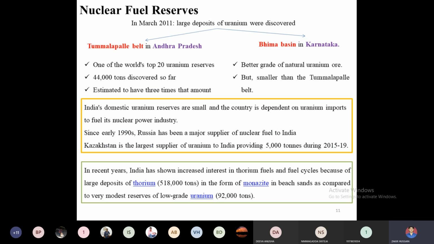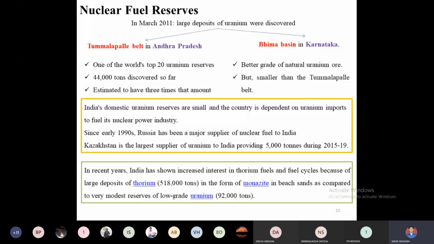Then these are the nuclear fuel reserves which are discovered in India. So the first one among those is Tumalapalli belt in Andhra Pradesh. The major exploration happened in 2011. In March 2011, they discovered these two heavy nuclear reserves. The first is Tumalapalli belt in Andhra Pradesh and the other is Bhima Basin in Karnataka. Tumalapalli belt is one of the world's top 20 uranium reserves, you can probably say.